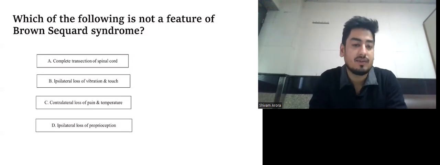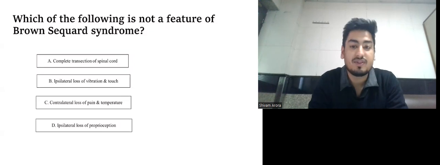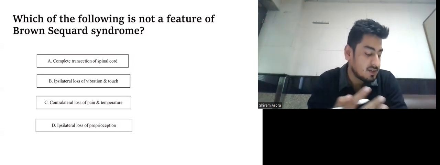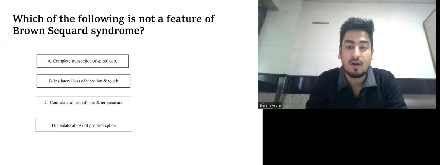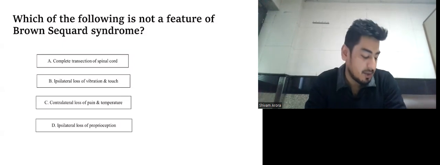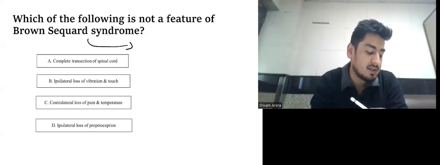Today we'll discuss three questions. This is the first question which came in INICET 2022. The question reads: which of the following is not a feature of Brown-Séquard syndrome? One, complete transection of spinal cord; ipsilateral loss of vibration and touch, contralateral loss of pain and temperature, and ipsilateral loss of proprioception. So first of all, Brown-Séquard syndrome is another name for hemisection of the spinal cord.